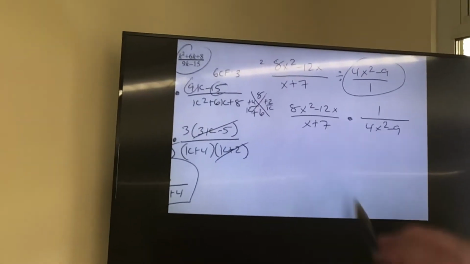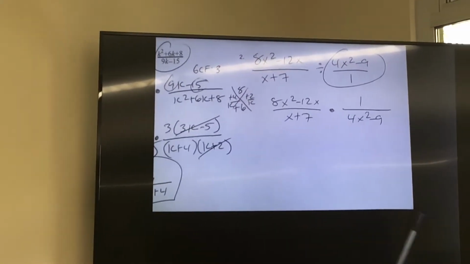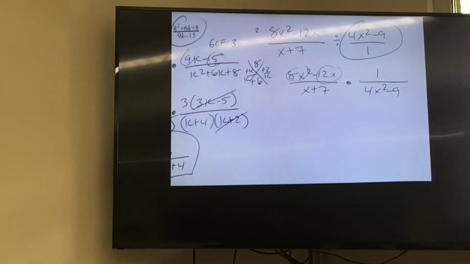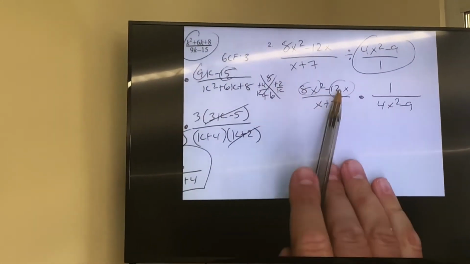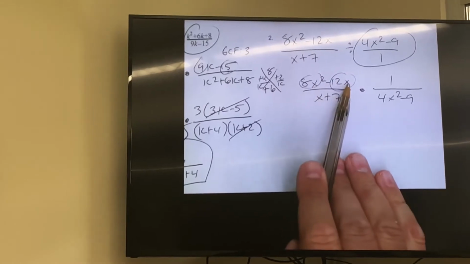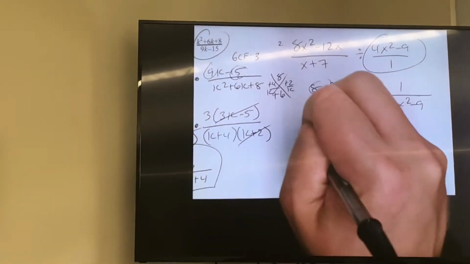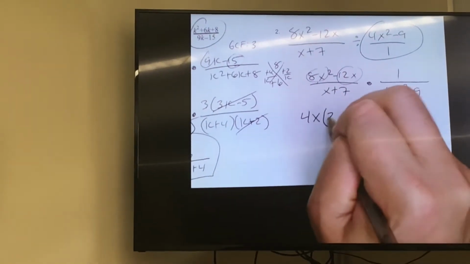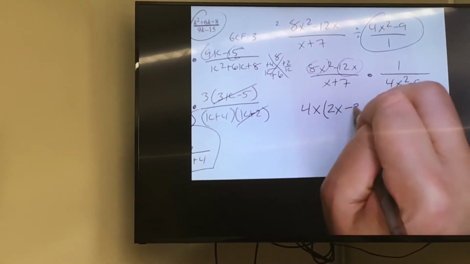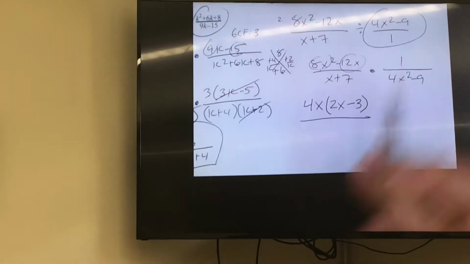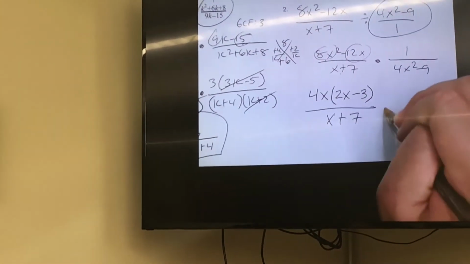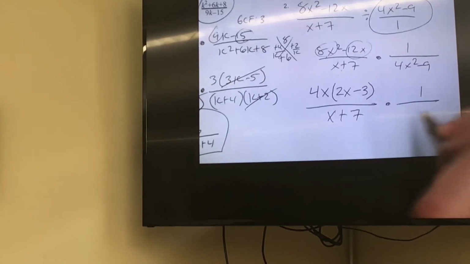First part, you should be seeing a GCF, right? A 4 can go into 8 and 12, and you can also take out an x. So 4x, and then you'd be left with a 2x minus 3 over your x plus 7, which will stay the same, times your 1, which will stay the same.